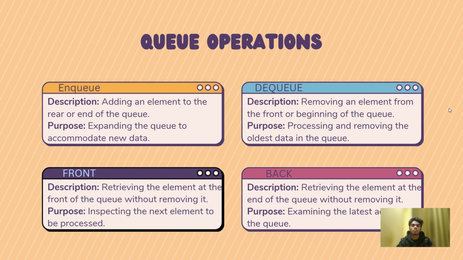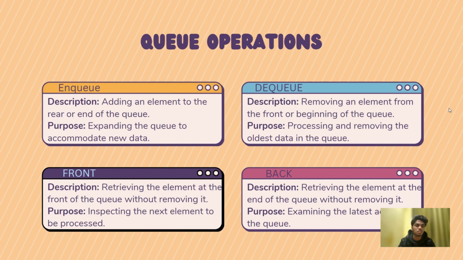The different types of queue operations. The first one is enqueue. It adds an element to the rear or end of the queue. This fulfills the purpose of expanding the queue to accommodate new data. The next operation is dequeue. It removes an element from the front or beginning of the queue. It helps to process and remove the oldest data in the queue.